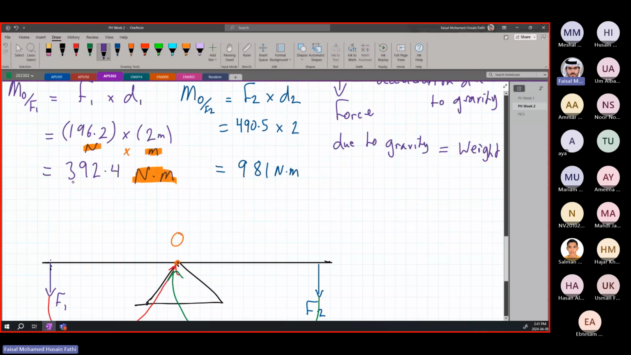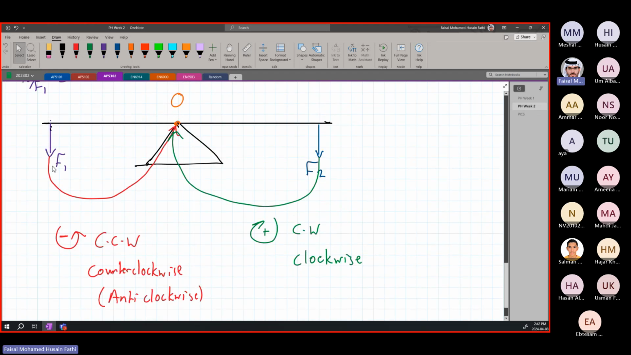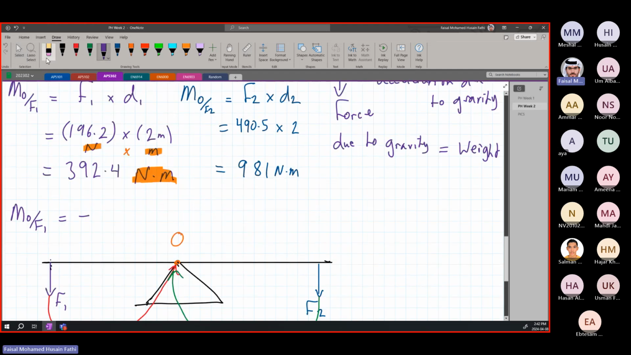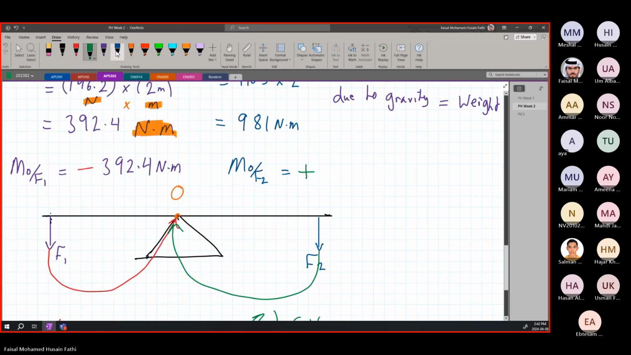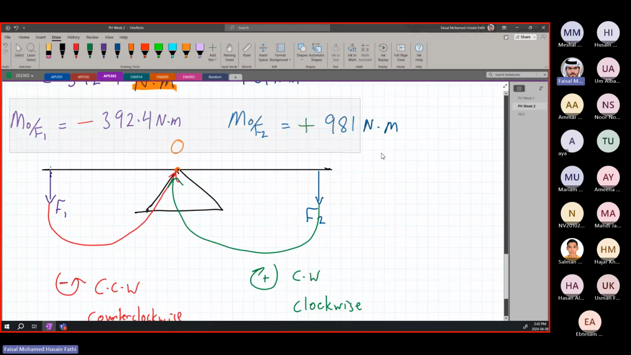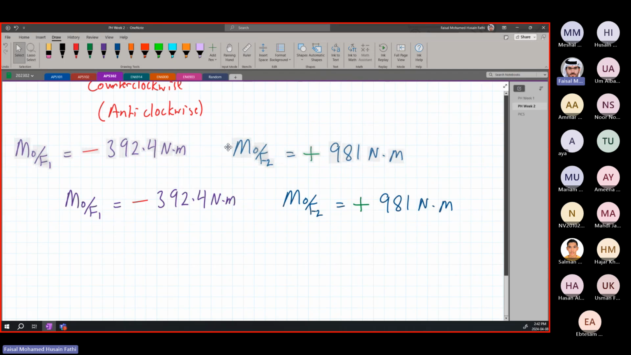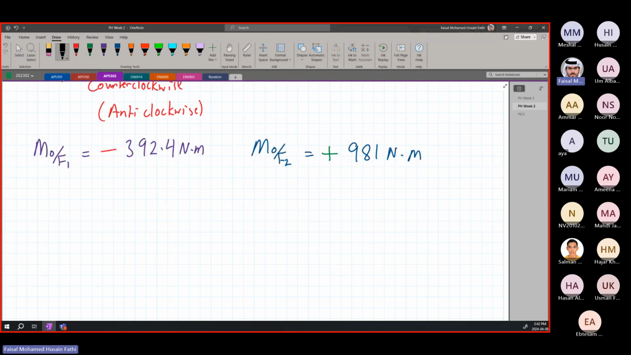So what can we do? We can simply come here to the answer and say that M_O F1 is equal to, the purple one is negative, so it is minus 392.4 Newton meter. And M_O F2, we're going to look at the force. It's the blue force. Due to the blue force, it is going in the positive clockwise direction. So it's plus 981 Newton meter. So if I want to find the total moment about O, this is what we have. We have moment 1 and moment 2, one of them negative, one of them positive.